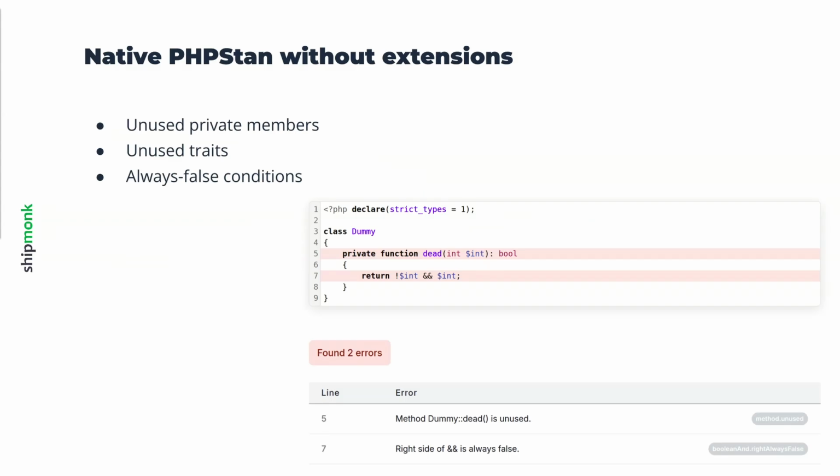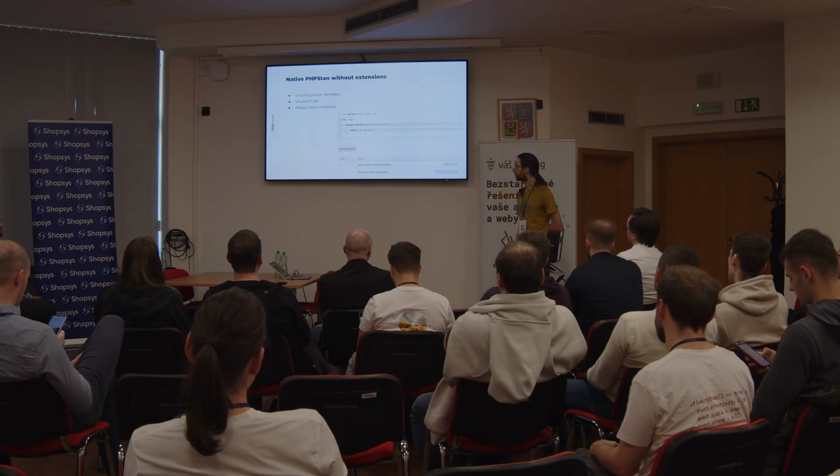So even without our extension, when you run PHPStan with some defaults, it will also detect some dead code, but it's very, very limited since by default it only checks the scope of one file, which means you can detect only things that are deducible from the scope of a single file. So private members, like private methods, private properties, and those kinds of things are reported. And there are also some always-false conditions, which means you will know that the code will never be executed and it's actually dead code.